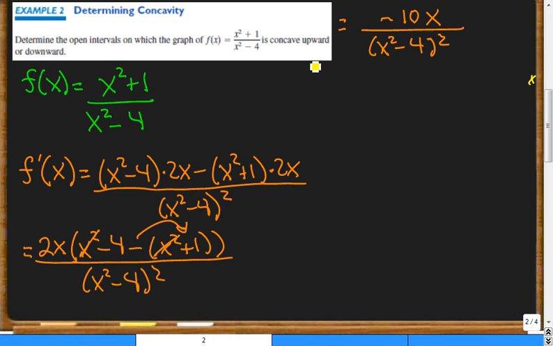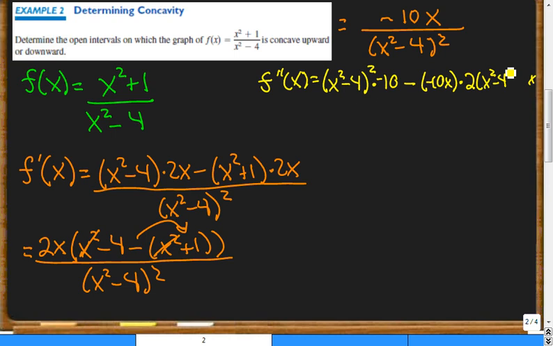So now we need to find our second derivative. We're going to do that in the same way. I'm going to give myself a little bit more room here. So we have low d-high, which is going to be x squared minus 4 squared times negative 10, less high, negative 10x, times the derivative of the bottom, which is going to be 2 times x squared minus 4 times 2x. And that is divided by x squared minus 4 to the fourth.